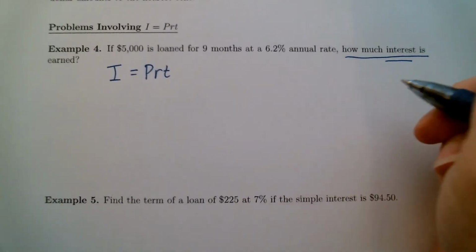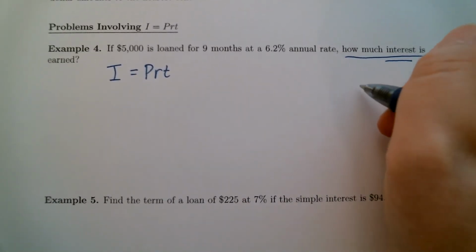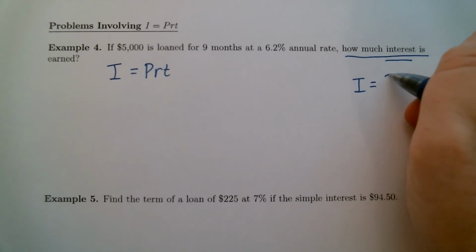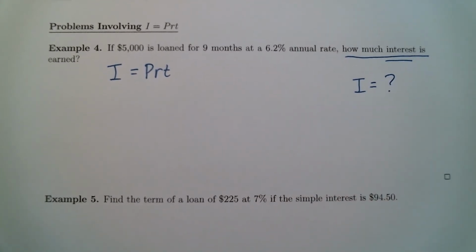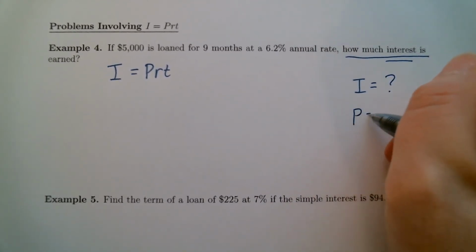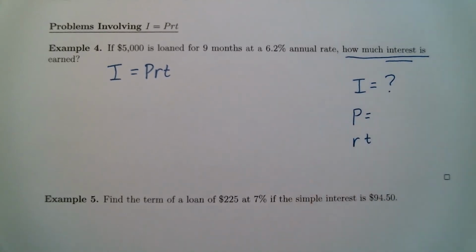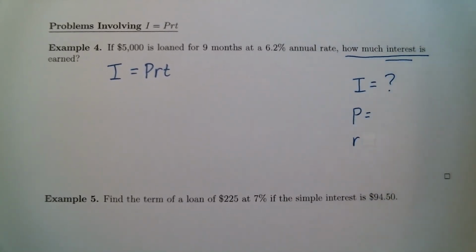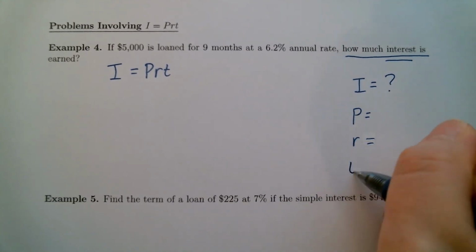Over here, I'm going to track the values of the variables. You should always read the question. Usually the end of the question is going to tell you what you're looking for: how much interest is earned. So that tells you you are looking for I. That means you should know the values of all the other variables in the formula in order to solve for I. So let's go ahead and list those out.